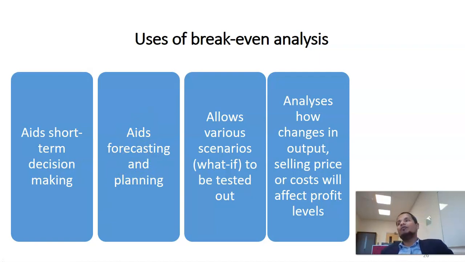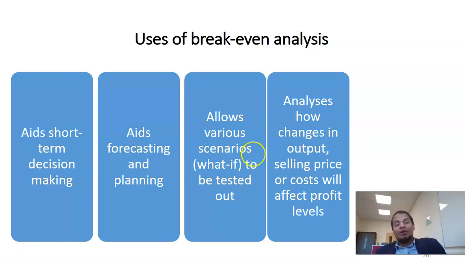So if we have a target of achieving 20,000 profit or 100,000 profit, then how much do we have to sell, or what is the forecast of our sales in future? If our cost is this and our sales price is this, then how many units do we have to sell, and how may we achieve that particular level? Break-even analysis helps us do that. It allows various scenarios to be tested out, and different answers we can get.